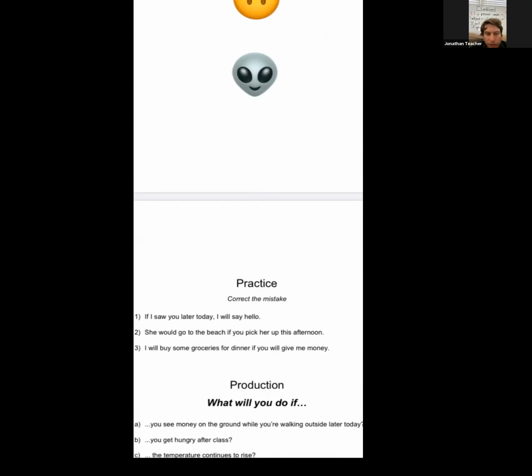Jessica, what will you do if you see money on the ground while you're walking outside later today? First, I'm looking for the owner. So really important to use the same grammar. Yeah, so we want to practice this grammar. For example, if I see money on the ground, I will pick it up. So can you use this first conditional?